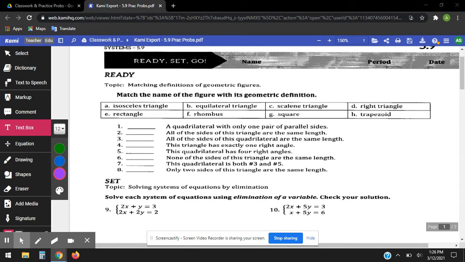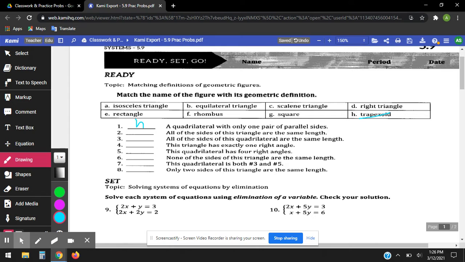A quadrilateral with only one pair of parallel sides. If there is only one pair, that would be a trapezoid, H. It looks like there's 8 things, so one for each. So I've already used that one.